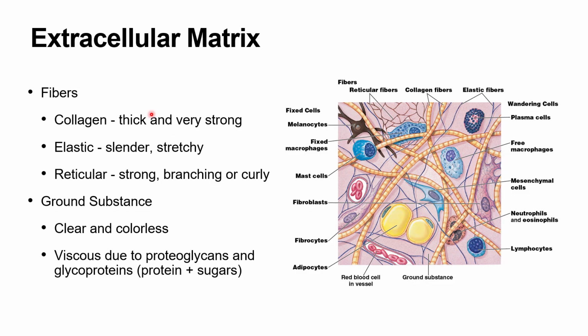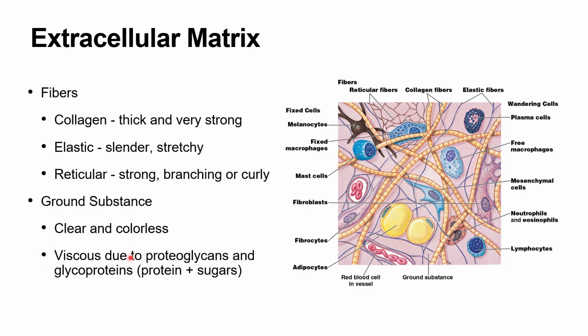There's going to be a fair number of fibers and a fair number of ground substance. We'll start with the ground substance first. The ground substance is going to be a very clear and colorless substance. It's going to be taken up by all of the pink that we see on our picture right here. Now, all of this clear and colorless substance, represented by the pink on the picture here, is going to have a high degree of what's called viscosity to it.